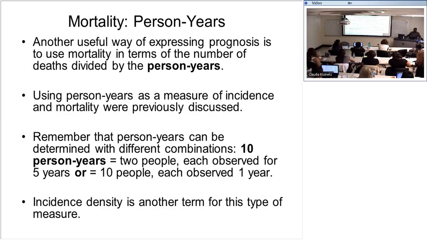So another useful measure of prognosis or natural history of disease is the person-years. And another term for that is the incidence density. So the person-years actually measures the years at risk of dying. So how many people died divided by the number of years that people were at risk of dying.